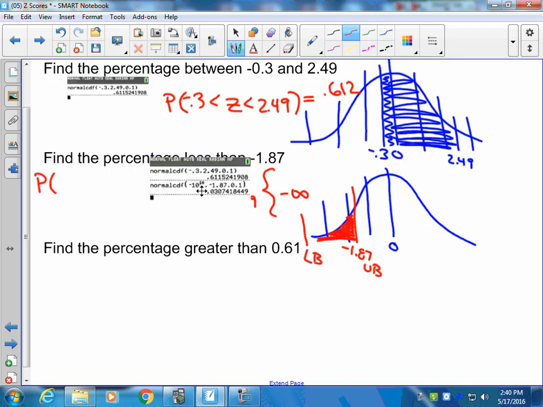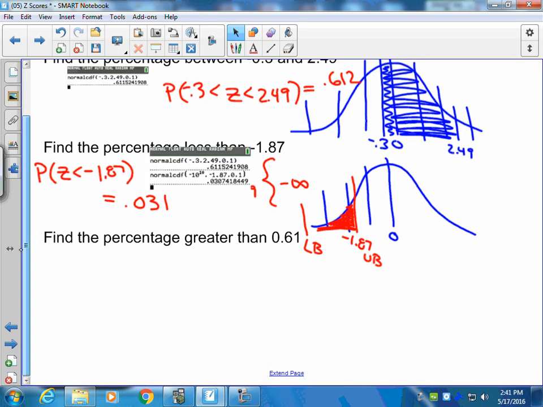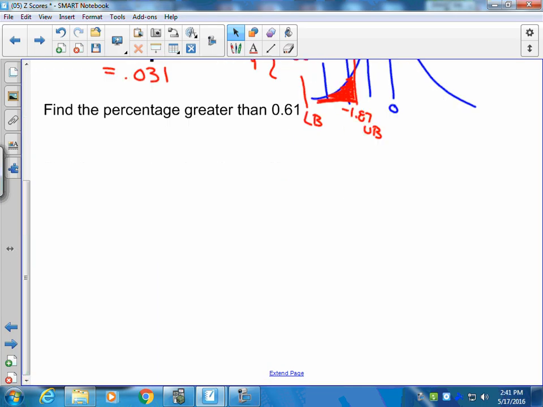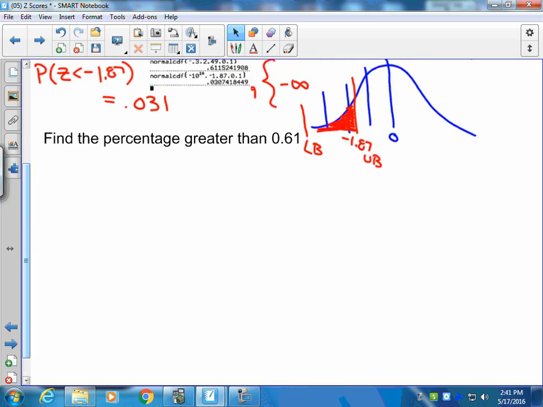The probability that z, our standard value, is less than 1.87 equals 0.031 to 3 decimal places. Always be careful of the rounding and how you're asked to round in your individual homework. Okay, now, last one that we have is a greater than situation.